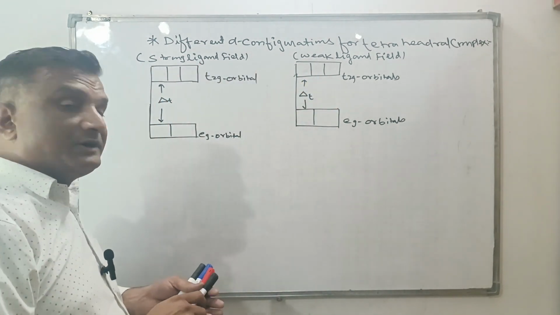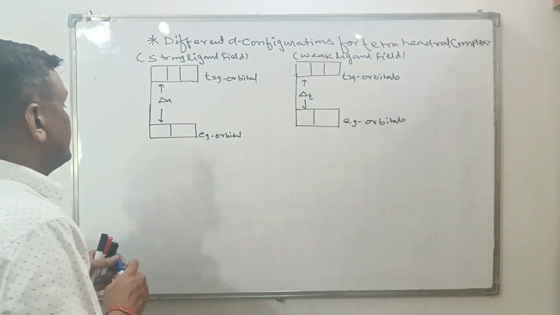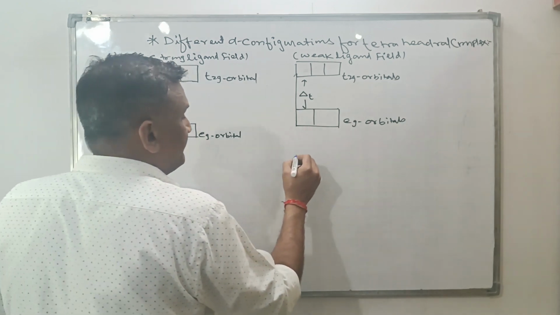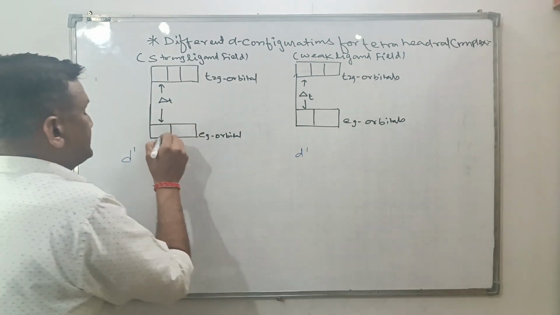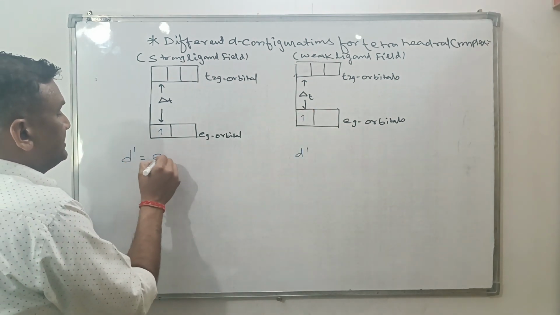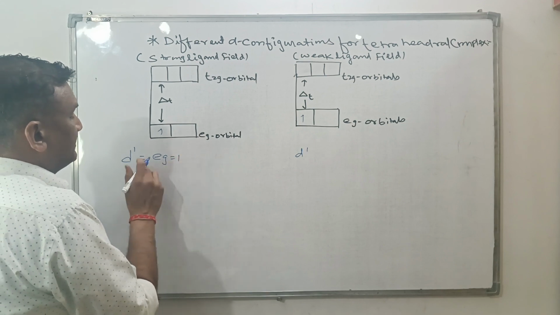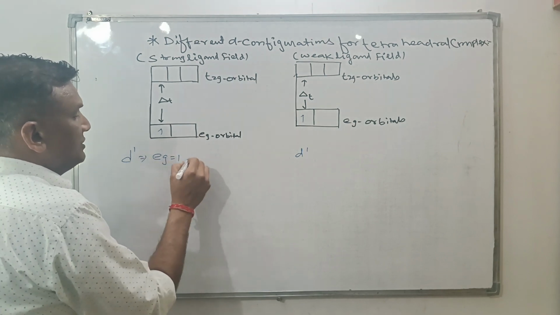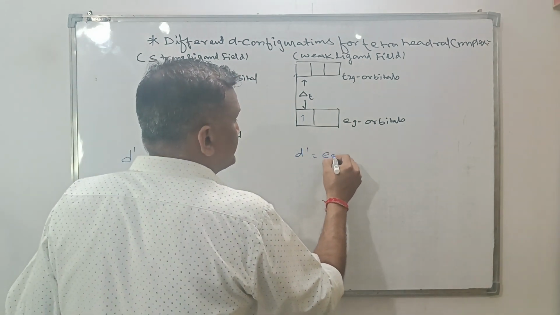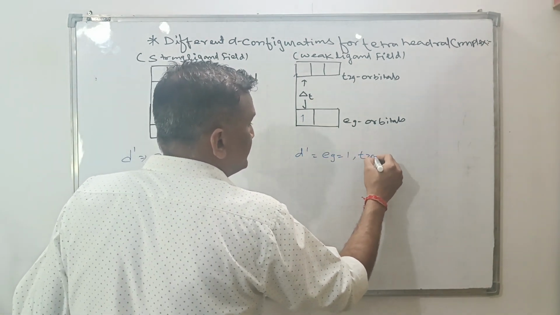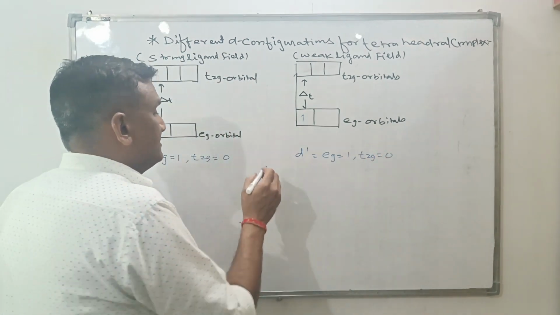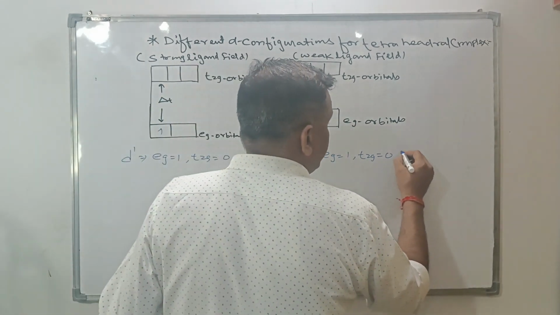Now it's time to discuss the filling of electrons. First of all we'll go with d1 for strong ligand and d1 for weak ligand. The first electron will be over here for the same. So Eg is equal to 1 and T2G is equal to 0. Here it is the same, Eg is equal to 1 and T2G is equal to 0, and both exhibit the same property, a paramagnetic nature. So this is paramagnetic in nature.